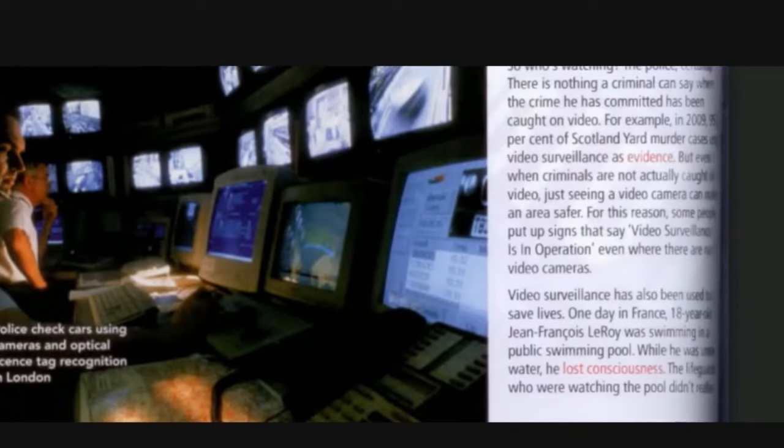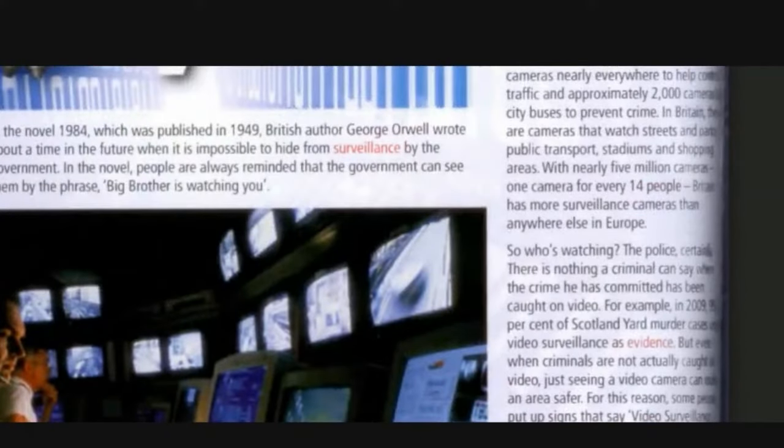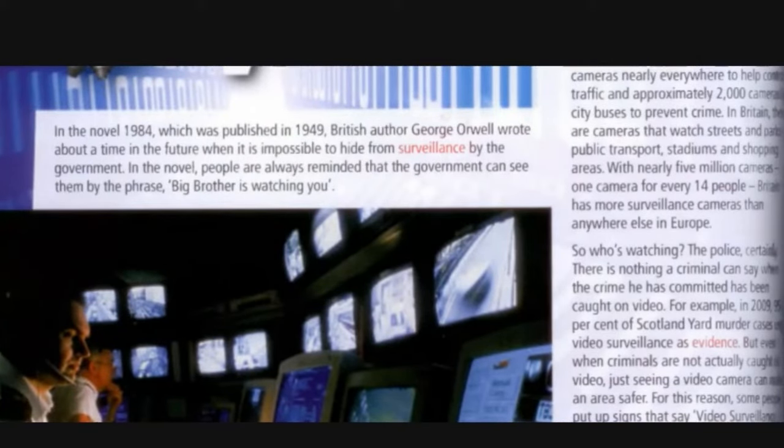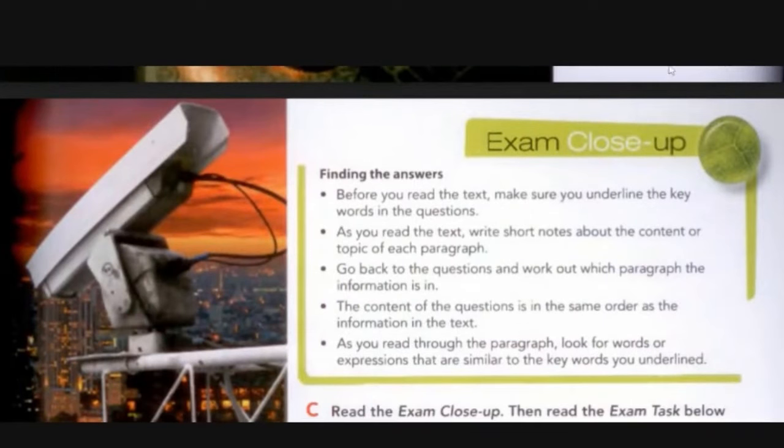All right, now I want you to read through this passage again. You have already skimmed through this passage very quickly. Now we go through each paragraph again and try to figure out what each paragraph is about. We look at this exam close-up here. It gives you some hints. Before you read the text, make sure you underline the keywords in the questions. Then as you read the text, write short notes about the contents or topic of each paragraph. We write short notes, or we can highlight the topic of each paragraph. Now, there are 7 paragraphs here.